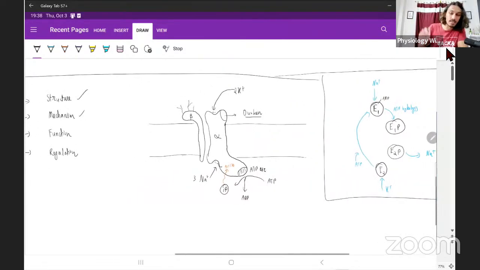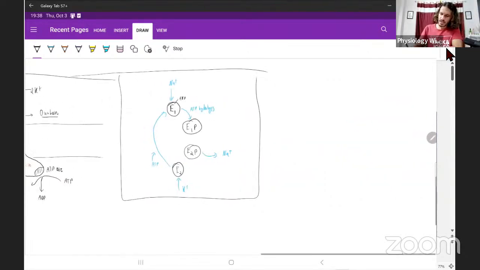Okay, so mechanism is also done. What is the function of sodium potassium ATPase in the body? So the thing is, sodium potassium ATPase is very important for maintenance of your membrane functions. Okay, for example, your RMP.